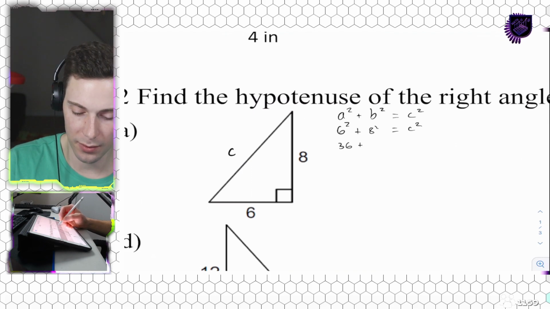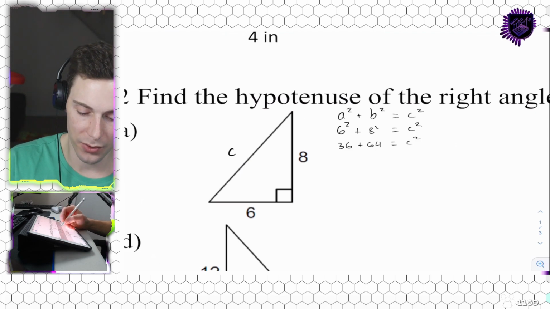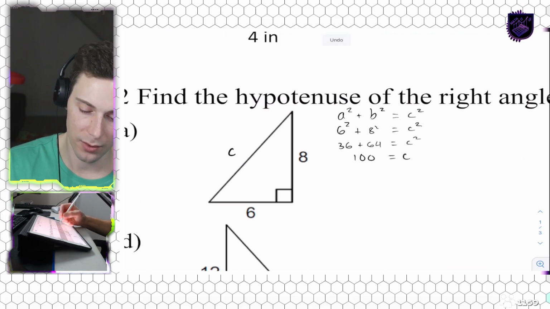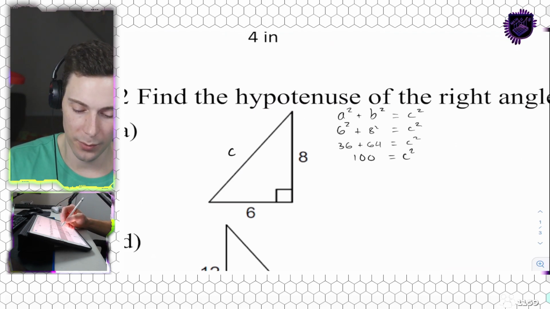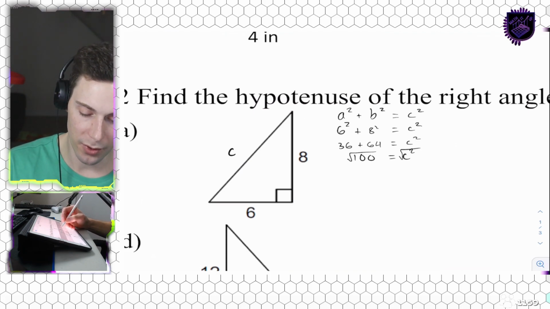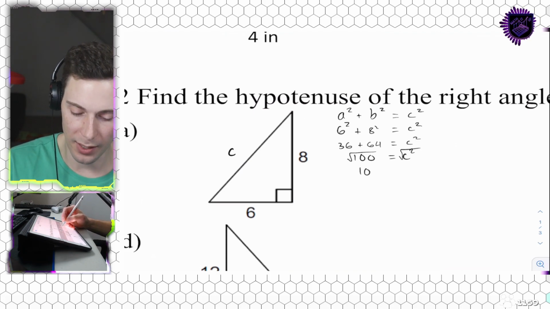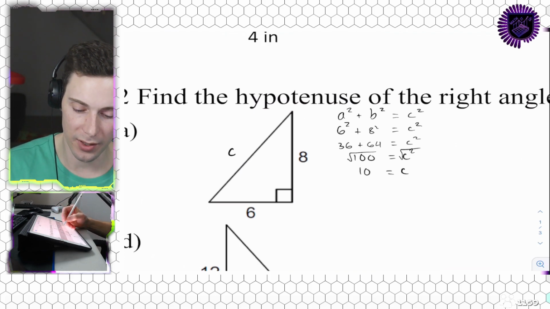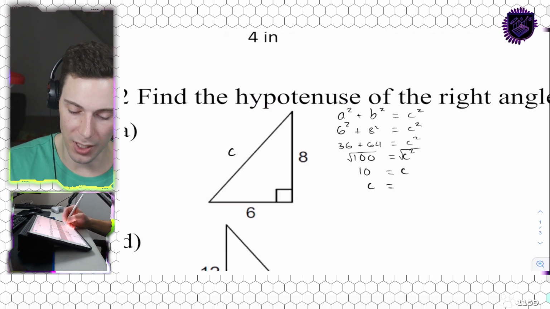So 36 plus 64 is equal to c squared. So this is going to be 100 is equal to c squared. We can find the square root of, and if you do it to one side, you want to do the other. So the square root of 100 will be 10, and 10 will be equal to the square root of c squared. So the side length c will be 10 units.